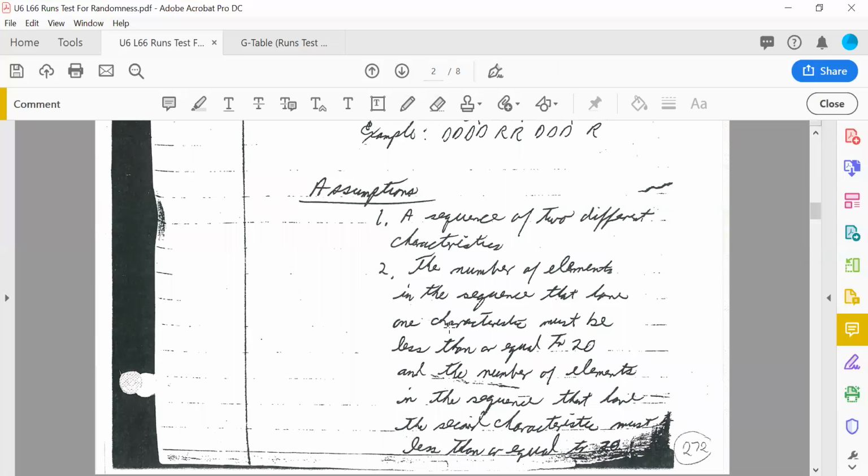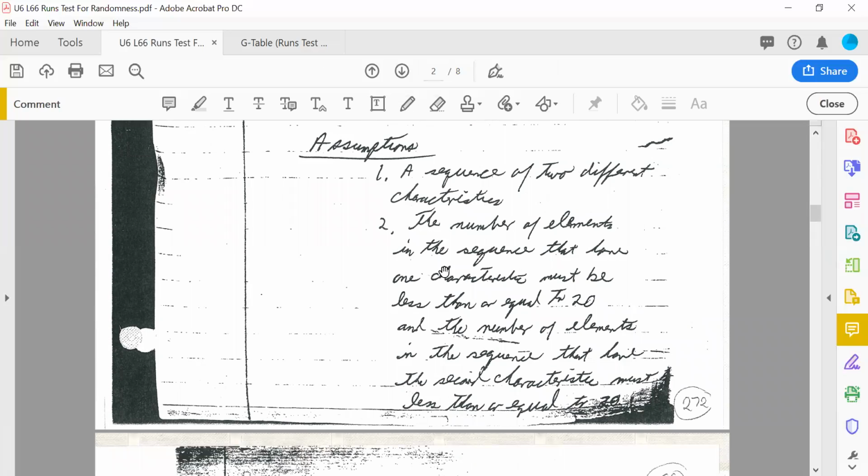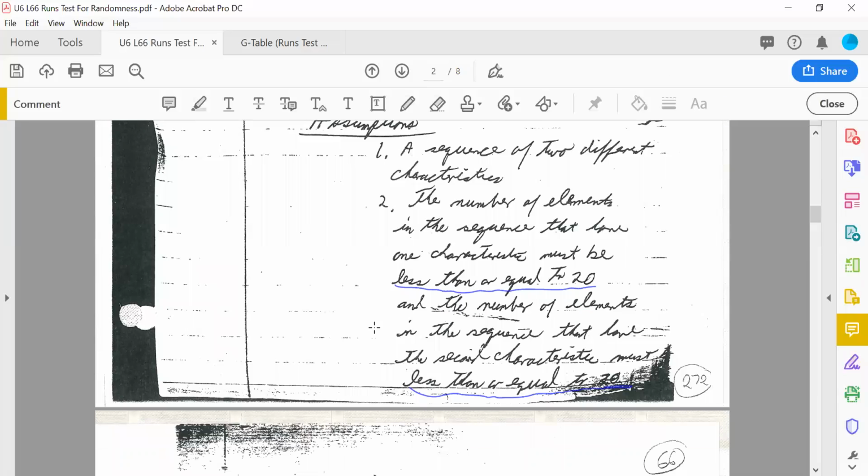What are the assumptions? It is a sequence of 2 different characteristics, men and women. The number of elements of the sequence that have one characteristic must be less than or equal to 20, and the number of elements that have the second characteristic must also be less than or equal to 20. So the natural question is, well, what if, Mr. Colodi, one of the variables is greater than 20? That's a great question. We're going to get to that in a minute. But for this particular hypothesis test, small sample, both are less than or equal to 20.